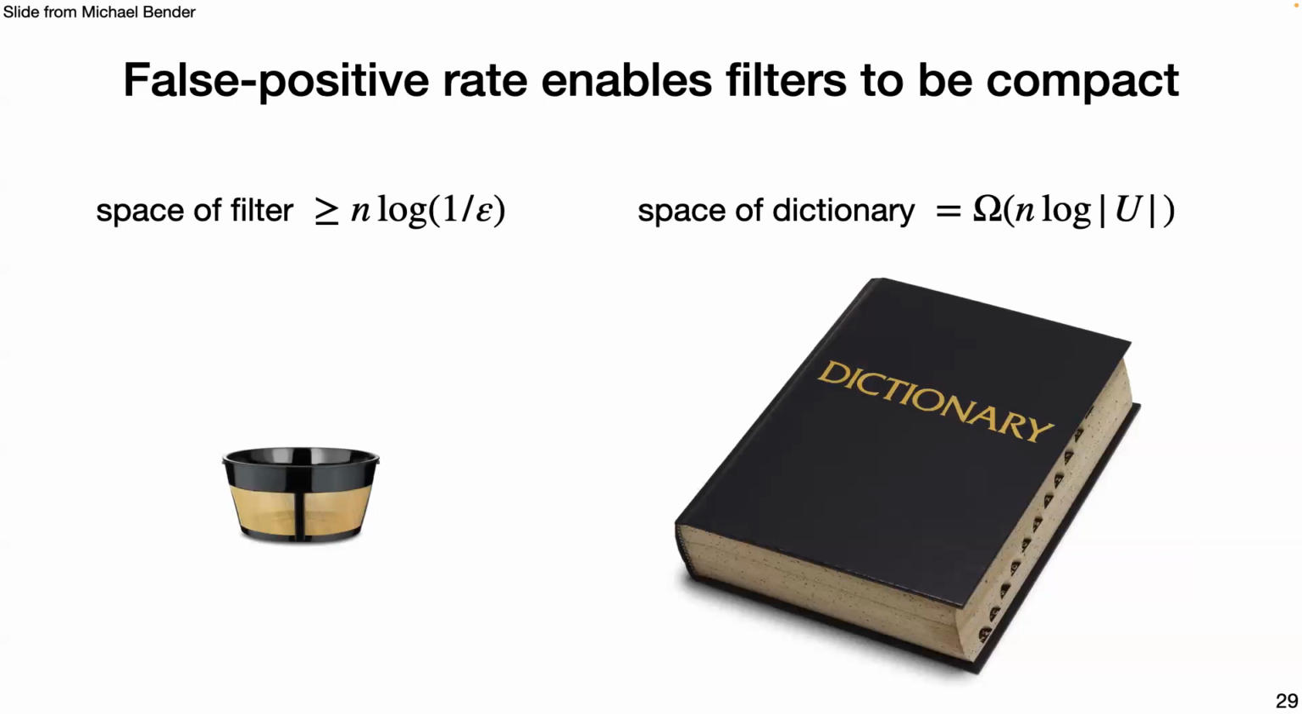Yes, if the false positive rate was not a constant, if it was something polynomially small in n, then it would be much bigger than the dictionary. So in that case, it would be better. Yes, you have to allow some constant error.